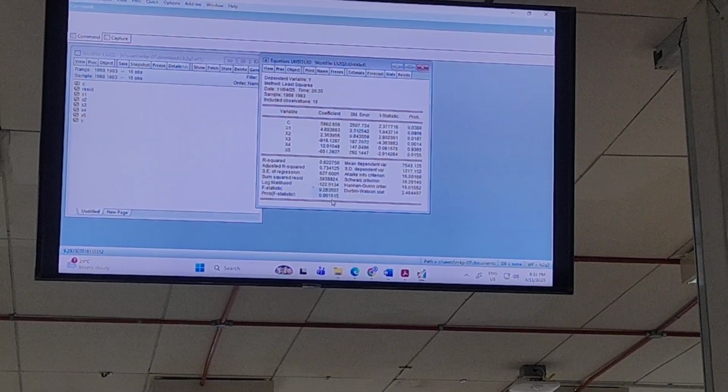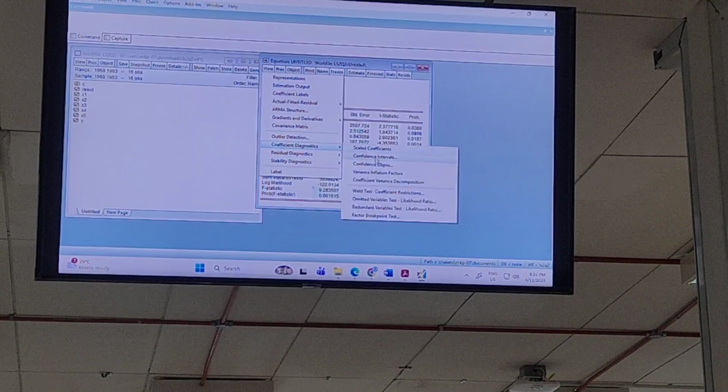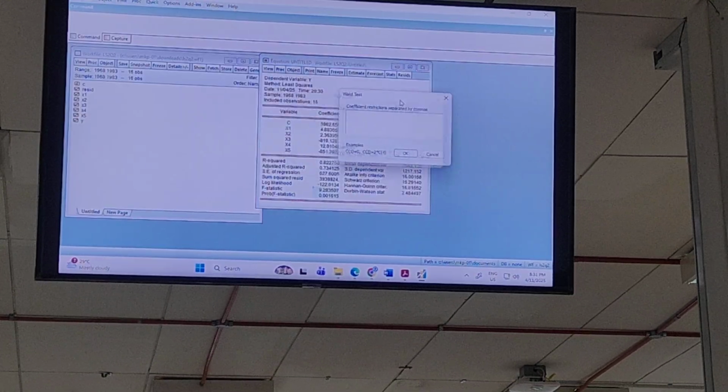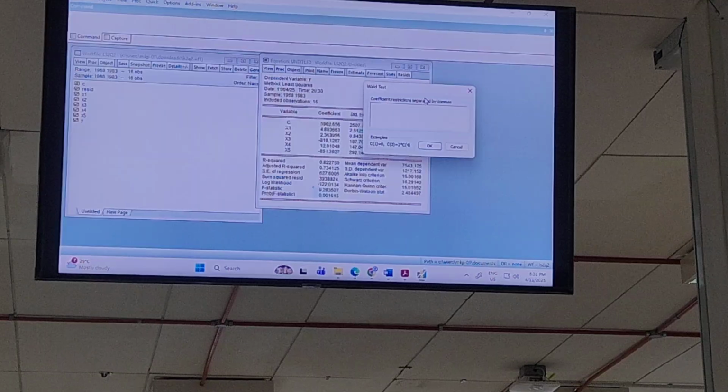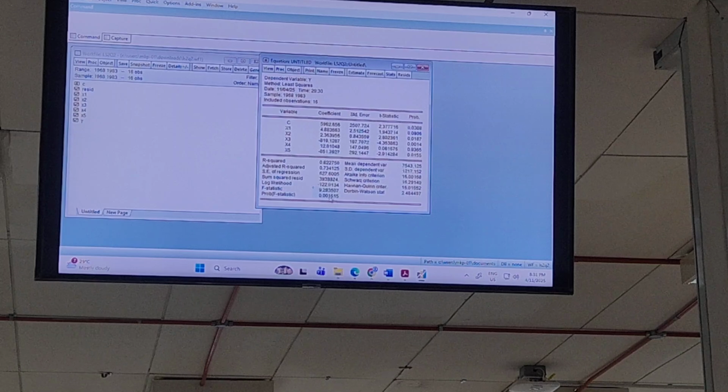If you want to use the Wald test, that also can. You go to Wald Test, and then you type coefficient number 2 equal coefficient number 3, 4, 5, 6 all equal to 0. Then you get the same result. But you don't need to do this, because you can get this value here.